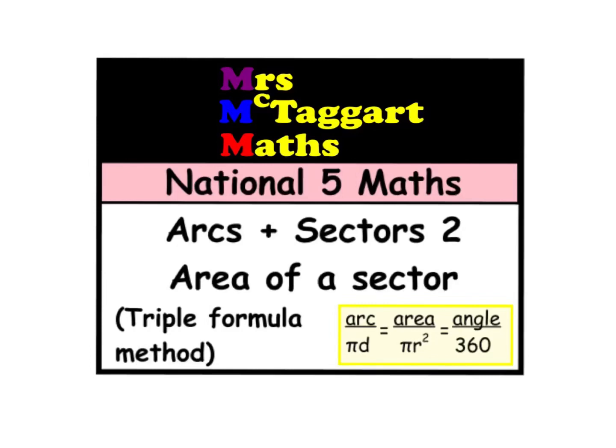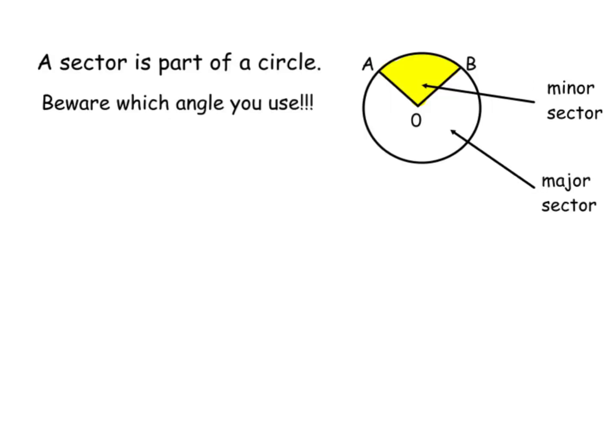In this video, we are looking at lesson 2 of National 5 Arcs and Sectors. We are going to be working out the area of a sector in this one. Now, I've already done these videos before using the formula in a slightly different way, but I've decided to start teaching using this triple formula method. After seeing a recent exam paper, this seems to actually help a little bit for certain candidates. So we're going to give this a try.